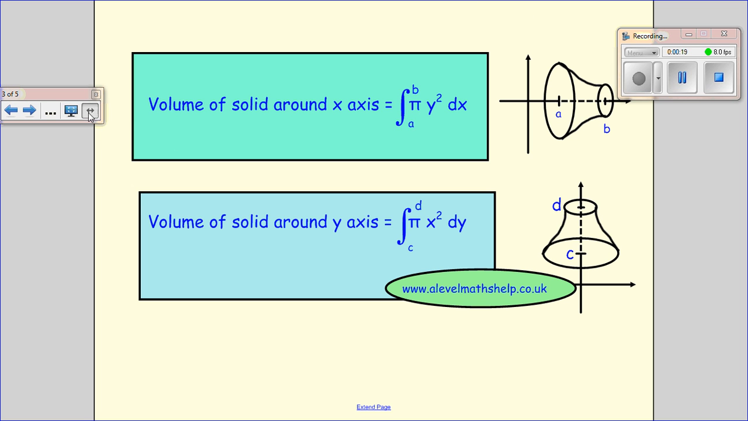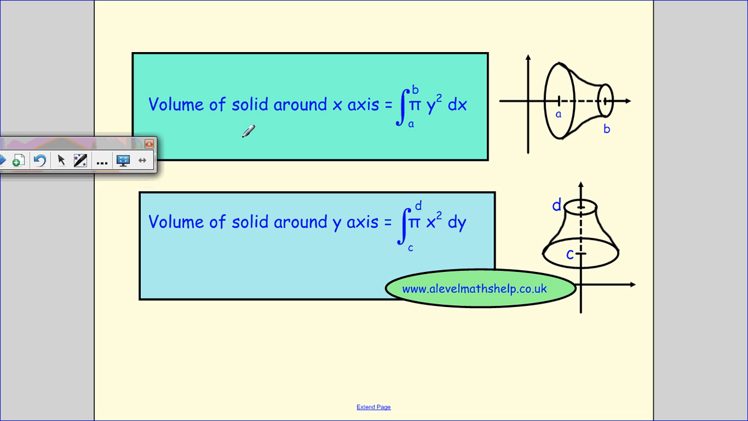There's two formulae to learn for this. If the curve is rotated around the x-axis, we get the formula: the integral between a and b of pi y squared dx, and when it's around the y-axis, it's the integral between c and d of pi x squared dy. And when it's the x-axis, you have the dx, and when it's the y-axis, you have the dy.